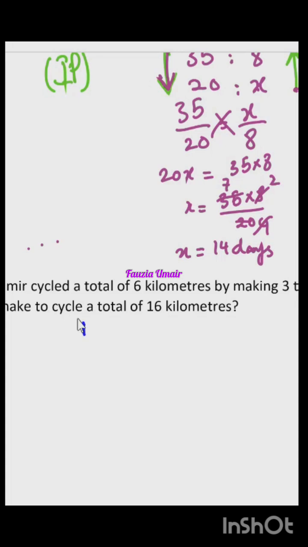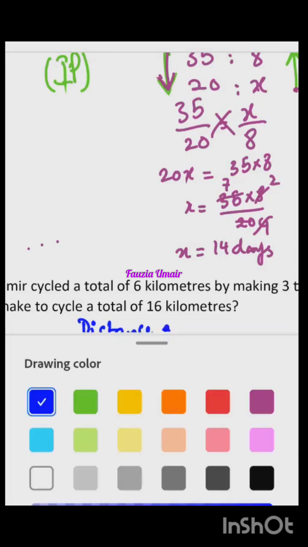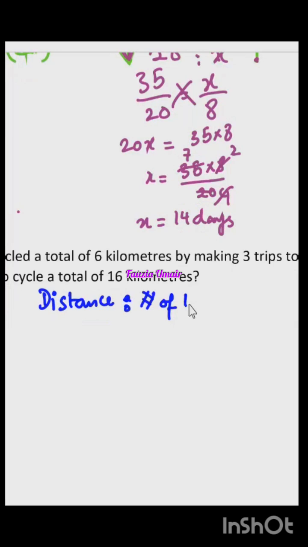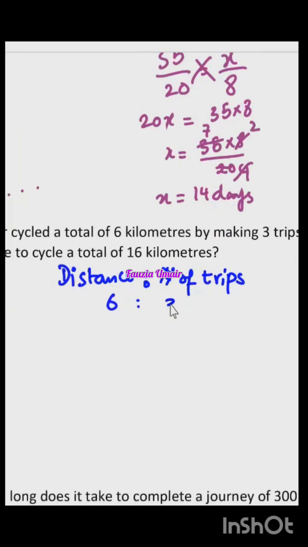Distance and time. Distance and not time. Time की तो unit नहीं थी. So what is it? 3 trips? 3 trips is not time, so we can say number of trips. ठीक है? Distance and number of trips. ठीक है? So now we will fill in the data. If 6 kilometer distance was there, 3 trips were required. Now 16 kilometer distance is there and the number of trips we need to find out.